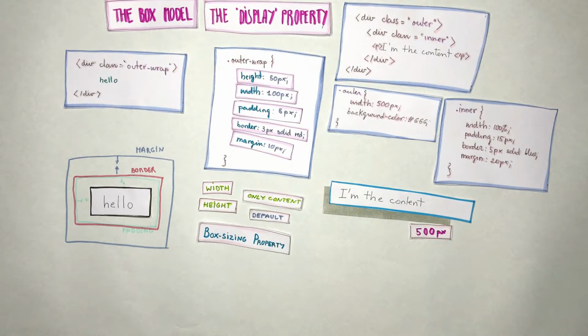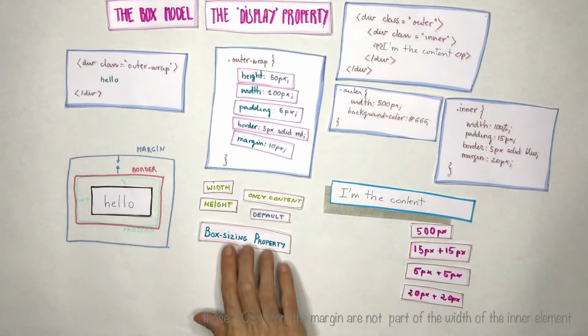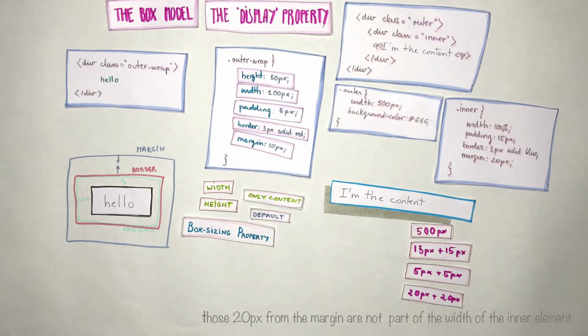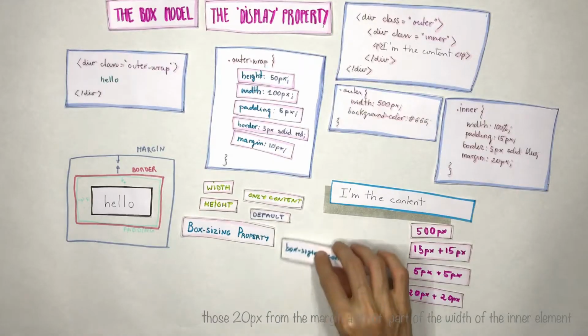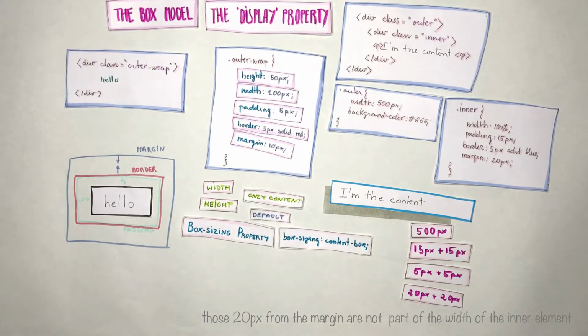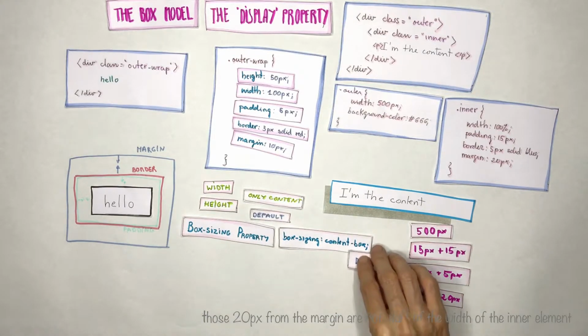The total width of the inner box is going to be 500 pixels for the width of the parent, plus 15 pixels on each side for the padding, and 5 pixels on each side for the border. We do not add here the size of the margin because the margin is always outside the box. We never take it into account when calculating the width or the height of an element. As I said before, this is the default behavior. This default behavior is set by the default value of the box sizing property, which is content box.